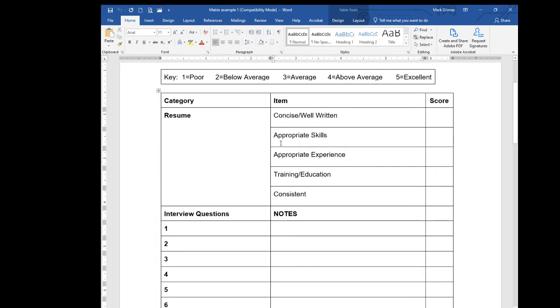But are there other things? Do you want to evaluate the cover letter? There may be even more things here. Concise and well written may be 2 different things.